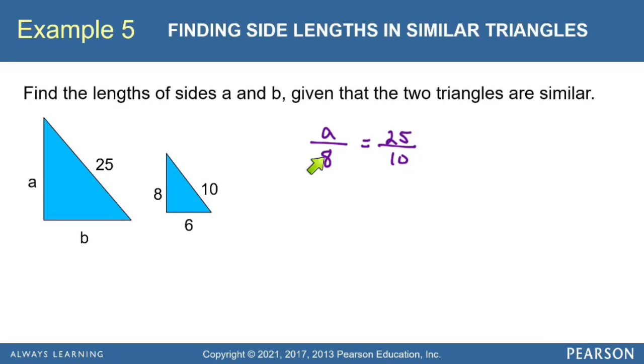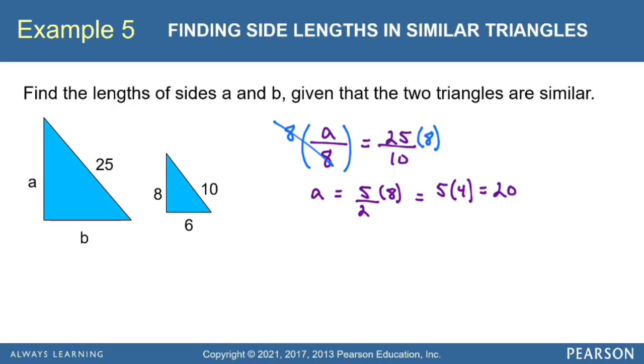And then to solve this, we'll multiply both sides by 8 to eliminate that denominator. And so then side A equals 25 times 8 divided by 10. And of course 25 and 10 can both be divided by 5. So if we do that, 25 divided by 5 is 5, and in the denominator 10 divided by 5 is 2, and the 8 is still there. And so then we know that 8 divided by 2 is 4, and then 5 times 4 is 20. You can do it like that mentally, or you can just say 25 times 8 divided by 10 on your calculator.